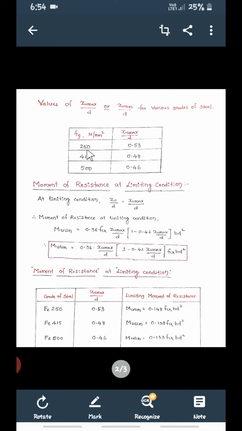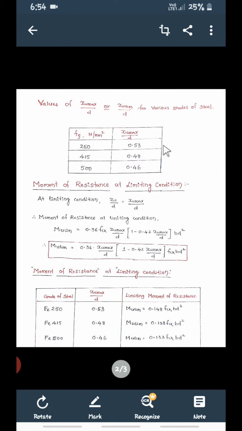For 250 grade steel, what is Xu max upon d? You can directly remember it, 0.53. For 415, it is 0.48, and for 500, it is 0.46. By this you can find out the maximum depth of neutral axis, or limiting depth of neutral axis.